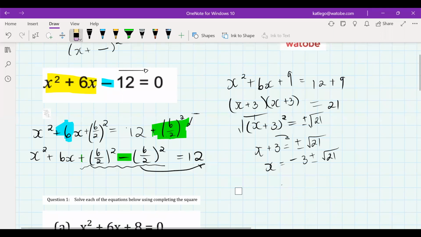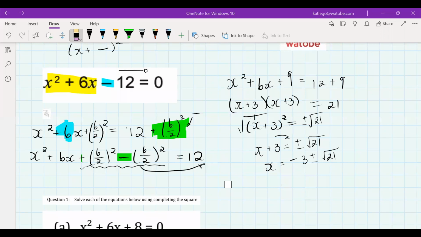Hope you guys are happy. Yes, we're doing another one. Ma'am, can I say x equals plus or minus square root of 21 minus 3? No. Remember, the tricky part with subtraction is you cannot change the order. Okay, so the negative 3 has to come first. Okay, so it's negative 3 plus root 21 or negative 3 minus root 21.